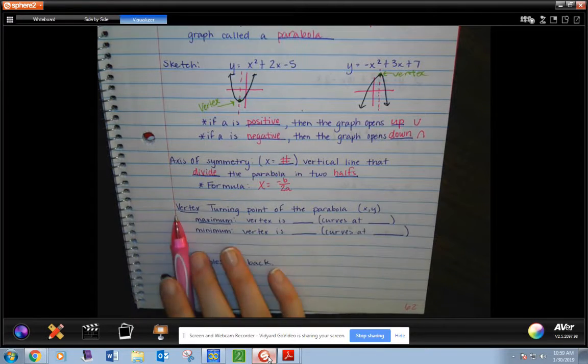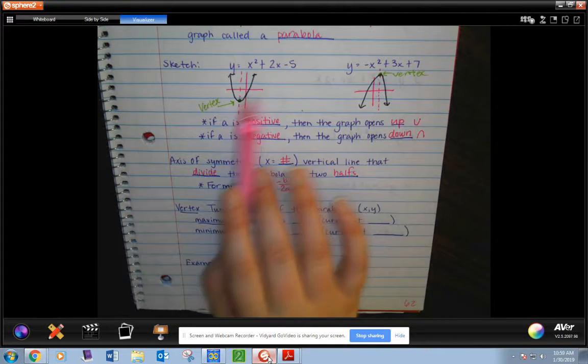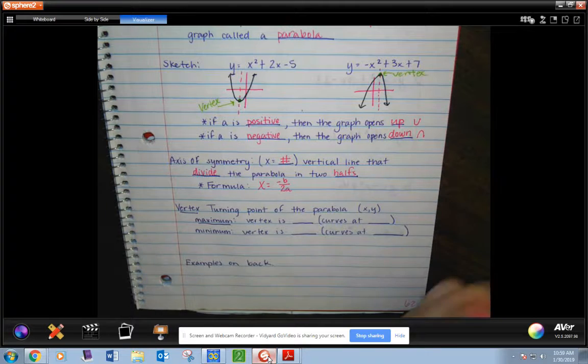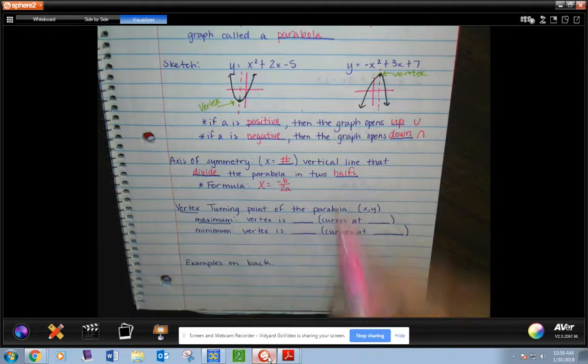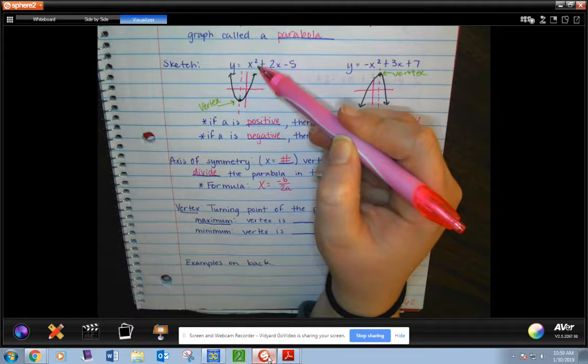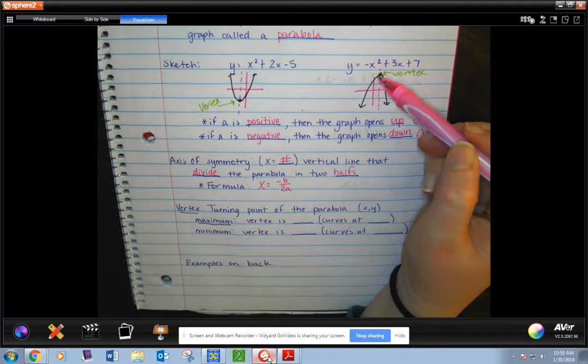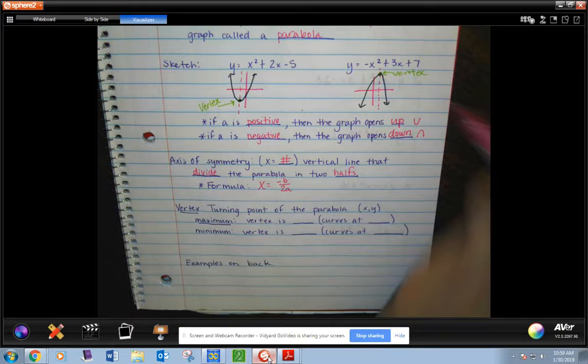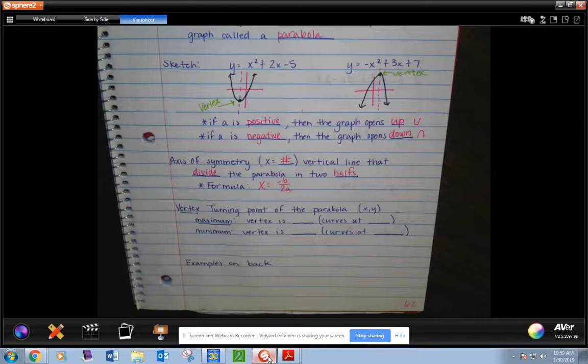Okay, the other key word that you need to know from this is your vertex. And as you can see, that's where I put a dot. Okay, the vertex is the turning point of the parabola. So as you go left to right, this is where it starts shifting and going back up. As you go left to right, this is where it shifts and starts going back down. Okay, now there are two types of vertex that you need to know.